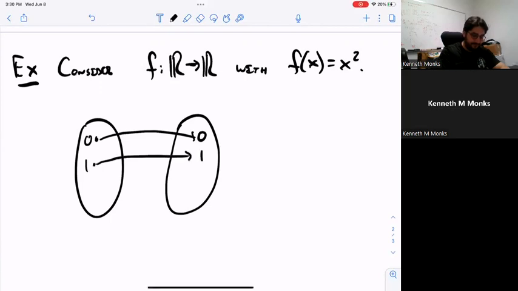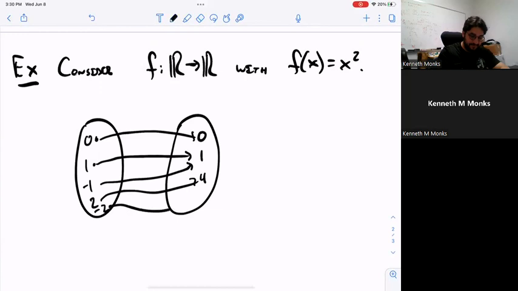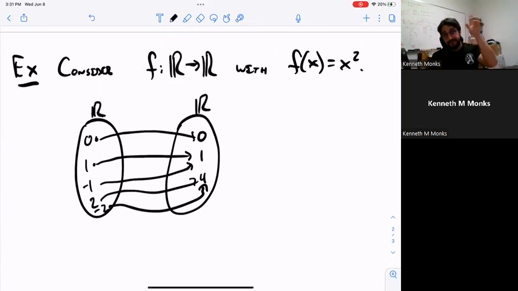1 goes to 1, but so does -1 go to 1, right? 2 goes to 4, but so does -2 also go to 4, and so on, right? So this is a copy of the real numbers. This is a copy of the real numbers. And here I'm just putting arrows that show related objects by this function, right? This special type of relation, which happens to be a function.